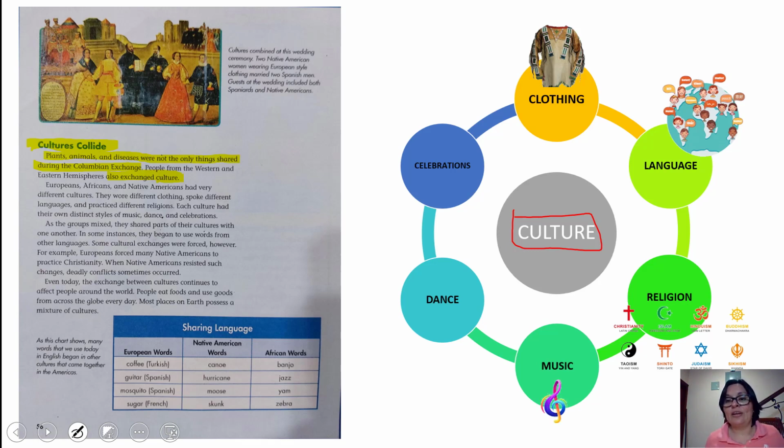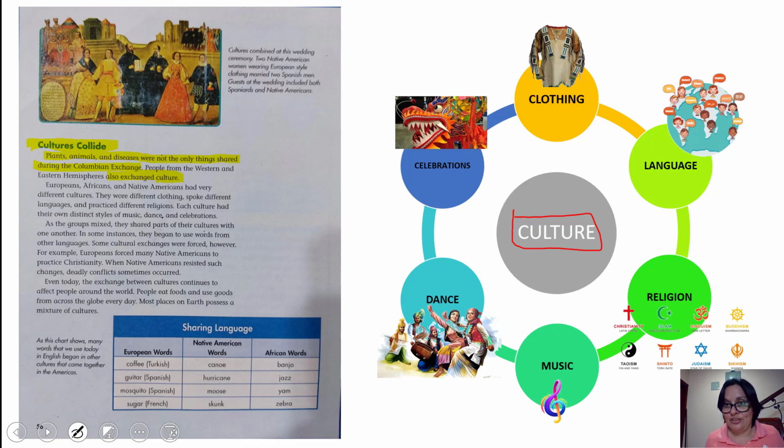Music is also part of culture. The music that we have in here might be different from the one that is in India, okay? Or from other countries, because it's according to culture. The dances also are different. The way that people in Honduras dance is different from the way that people in other countries dance. We have different kinds of dance. And also we have different celebrations. Many countries, or I think all the countries, have special celebrations, special things that they celebrate according to their culture.